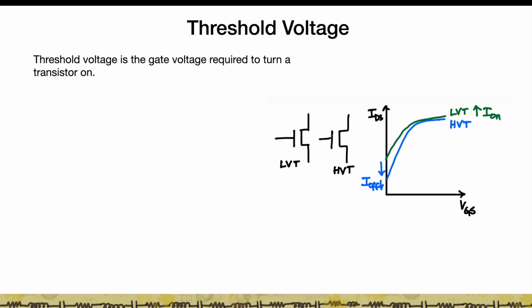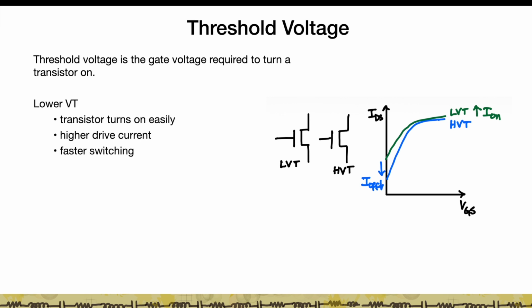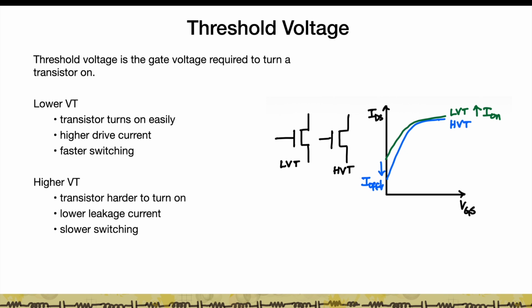So before we talk about cell libraries, we need to nail one concept: threshold voltage, or VT. Threshold voltage is simply the gate voltage needed to flip a transistor from off to on. Think of it like a light switch with variable stiffness. A low threshold voltage is a stiff switch that flips easily. The transistor turns on with less voltage, pulls more current, and switches faster. But here's the catch: a low VT transistor doesn't fully shut off. It leaks current when it's supposed to be idle.